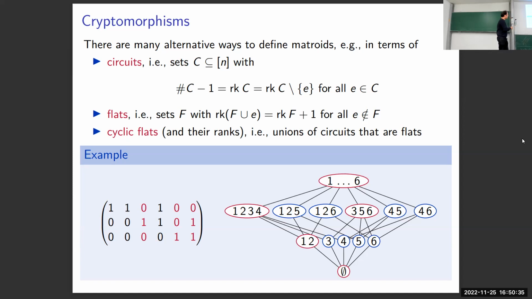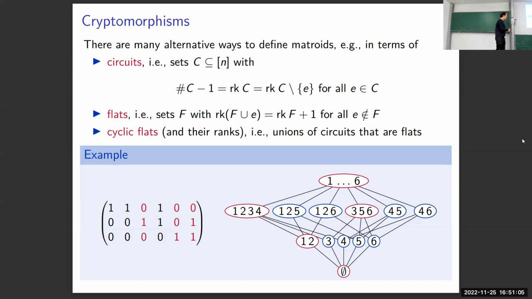I can talk about closed sets. They are called, for a traditional reason, flats. These are the maximal sets such that whenever you add an element, you would increase the rank. So in this sense, they are closed. And then there's something which might be a little bit less common, but very nice, so-called cyclic flats. These are very special flats. These are the flats which you get by taking the union of circuits.